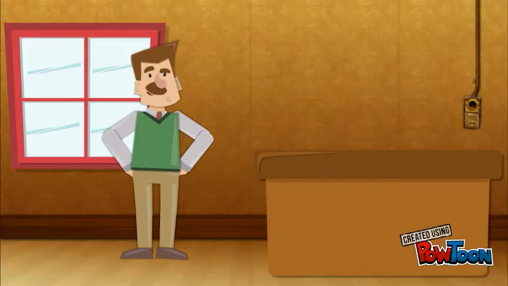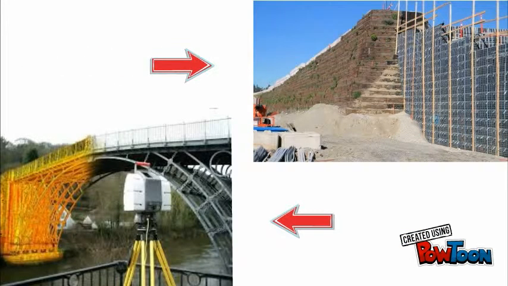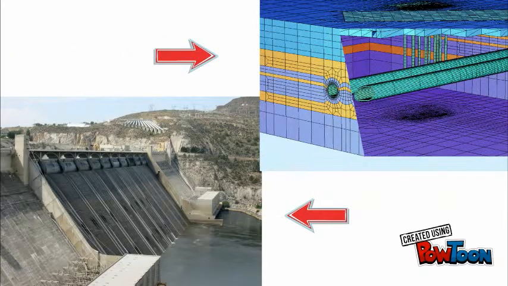Soil structure interaction effects are more pronounced in soft soils, and many structural engineers are aware that foundation input motions can differ from free field ground motions. Soil structure interaction concept is not only applicable for buildings, but also bridges, retaining walls, dams, and other structures.